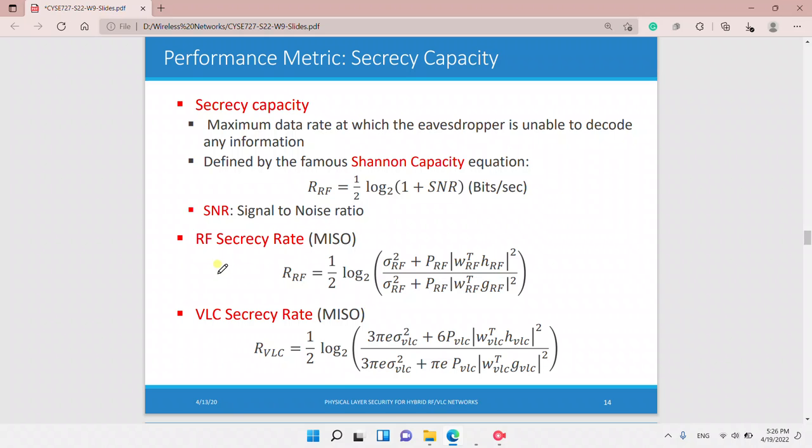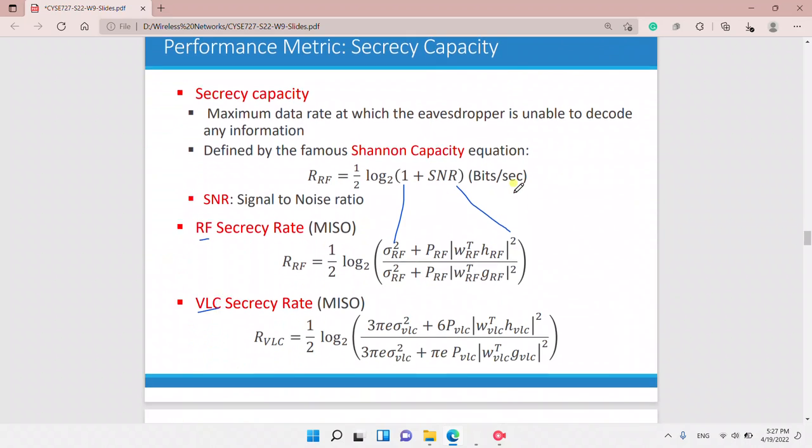For the radio frequency rate, we have this equation, 1 plus SNR. Then we have the VLC secrecy rate. The complexity is increasing. This is the one. It depends on sigma, I know this is the standard deviation, so it's sigma RF plus the power of RF. Maybe we can look into the paper later if we have time, but now we don't have time.